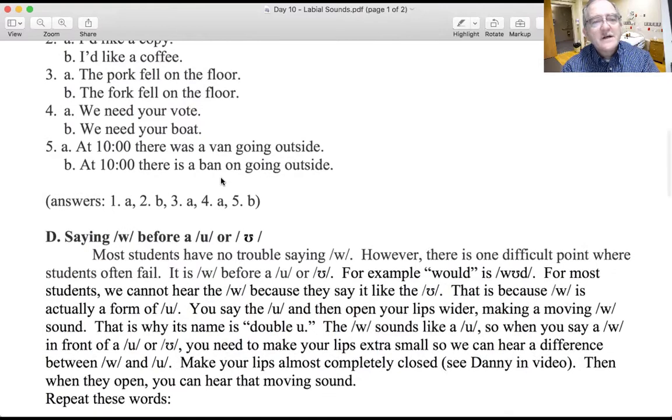Number five. At 10 o'clock, there was a van going outside. At 10 o'clock, there was a van going outside. A or B? It's A. At 10 o'clock, there was a van going outside. At 10 o'clock, there was a ban on going outside.